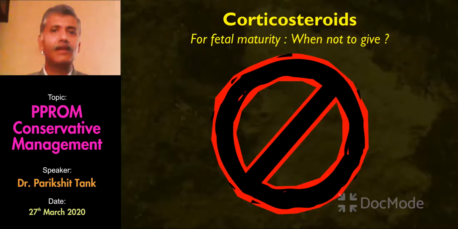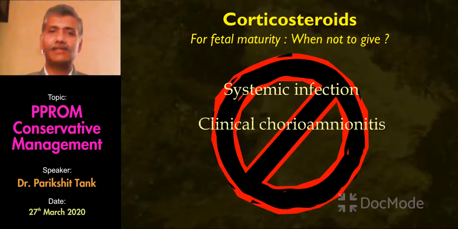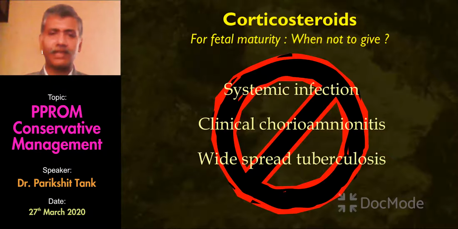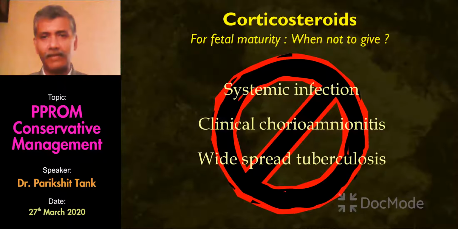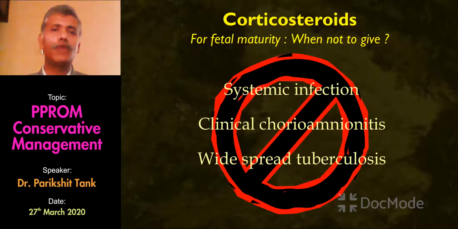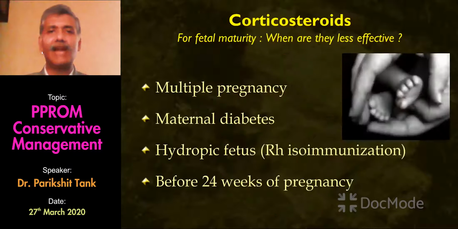So, when should we not administer corticosteroids? Only if we suspect systemic infection or clinical chorioamnionitis, or of course, if there is a background of widespread tuberculosis. These are the only reasons when corticosteroids should not be administered. So for the average patient who comes to you at say 30-32 weeks of gestation without any other features except for a rupture of membranes, please go ahead and administer the corticosteroid as is routinely advocated.